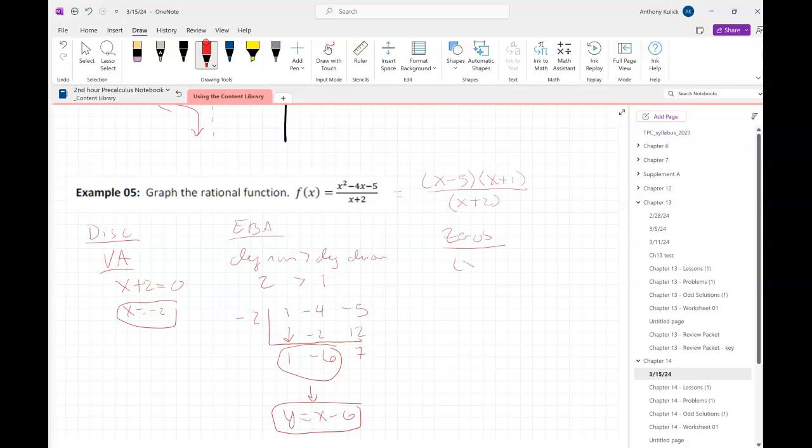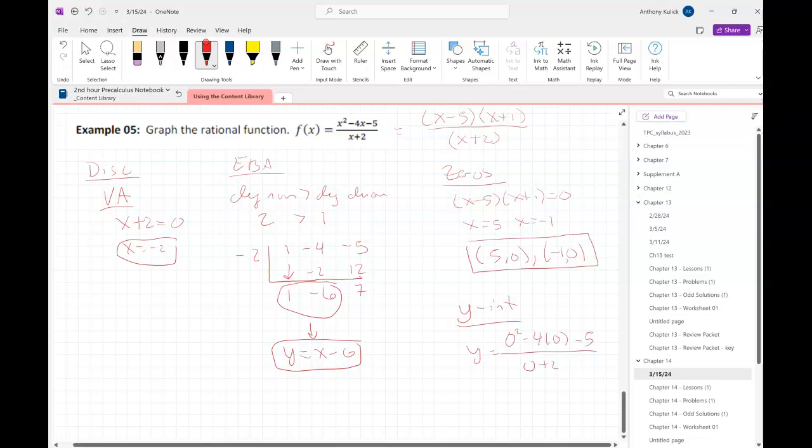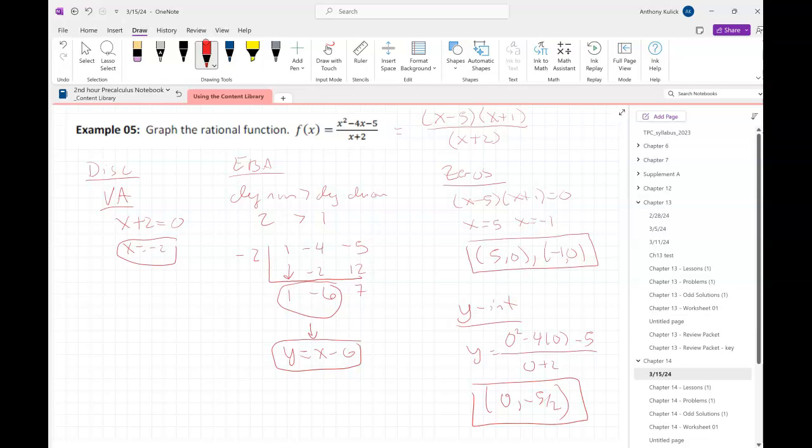My zeros, I'm going to take my numerator set equal to 0. So I have 5 and -1 as solutions. So that's the (5, 0) and the (-1, 0). And then my y-intercept, I set x equal to 0. So I get (0, -5/2). Is this okay? So far, so good?